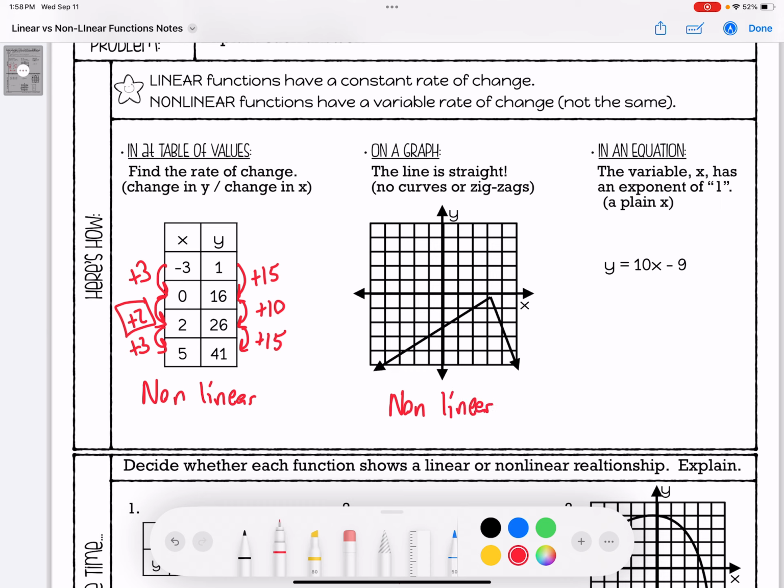On the last one, on an equation, we're looking for the variables x and y to both have exponents of 1. As long as the exponents are only 1 and there's no absolute value, no log of x, no special stuff like that, this equation is linear.